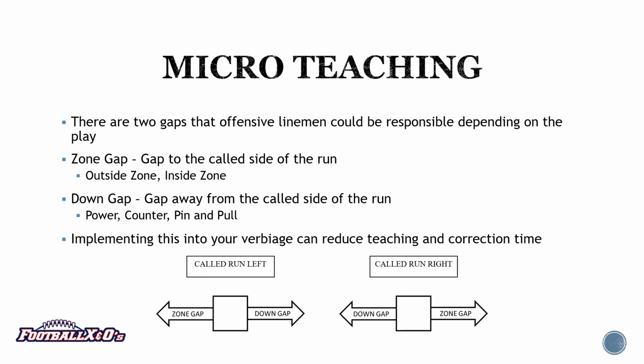For example, if you're installing outside zone, you break it down as simple as, you have 2 gaps on either side of you. What gap are you responsible for on outside zone if we're running it to the left? Everybody, as quickly as possible, should say, I'm responsible for my zone gap, which in outside zone to the left will be the gap to my left. If it's power to the right, awesome. What gap are you responsible for? Coach, I'm responsible for my down gap, which is the gap to my left. And it's as simple as that.